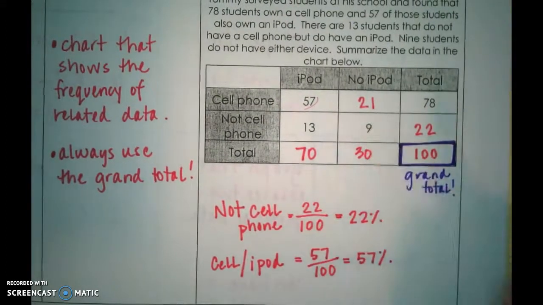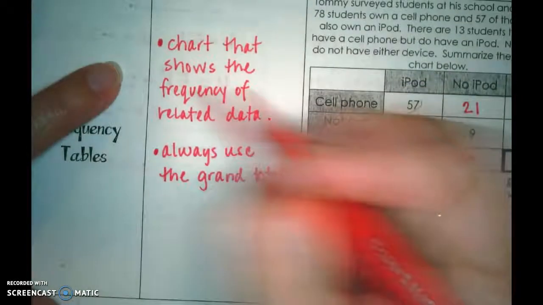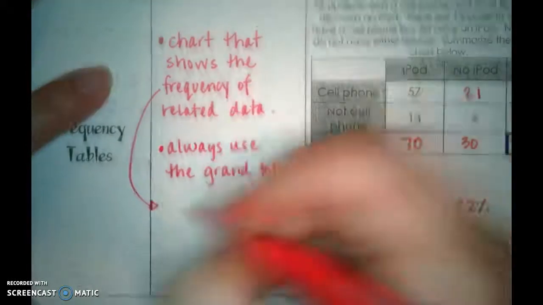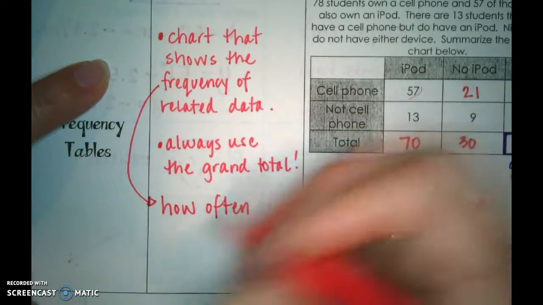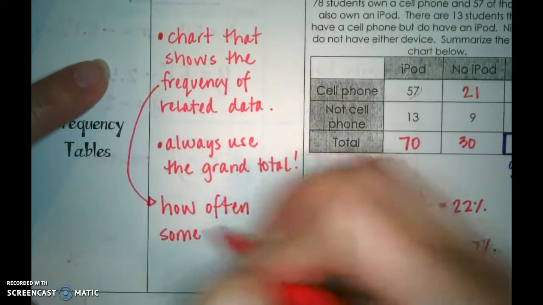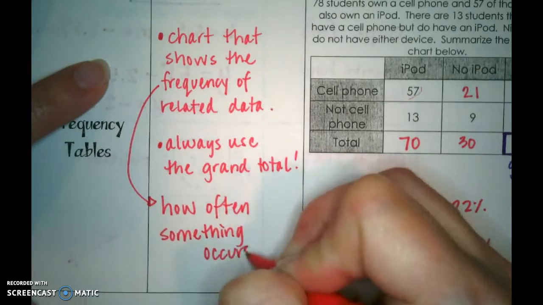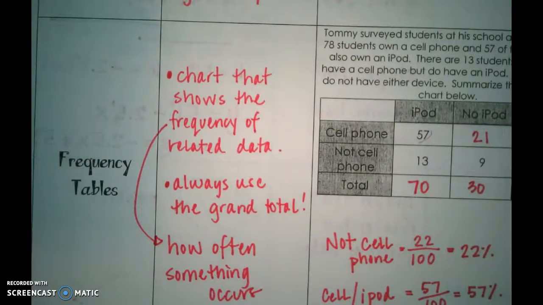So a frequency table is going to tell us how often something occurs. So it shows the frequency of the data. And in case you're not sure what frequency means, that is how often something occurs. We were just talking about iPods and cell phones, but it could be anything. So that covers your Unit 6 review chart. Now you can complete the Unit 6 practice.